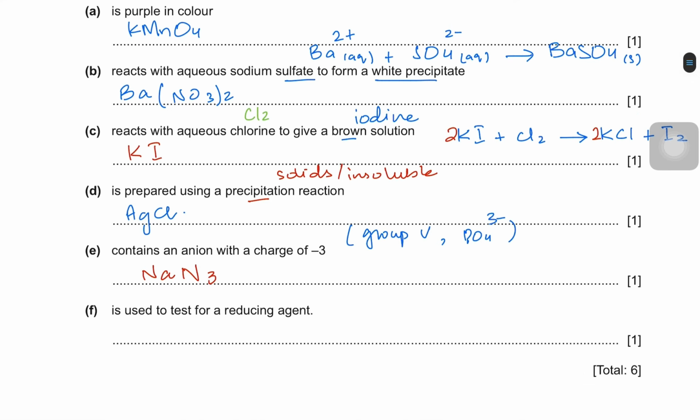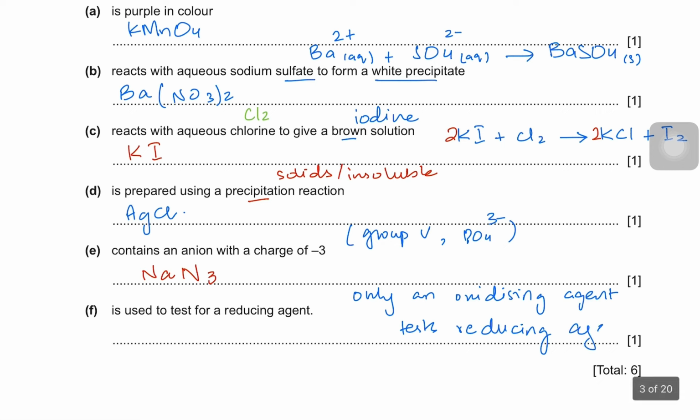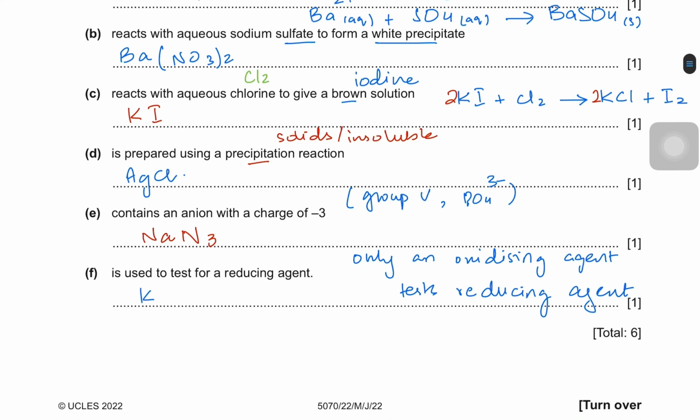Moving on, is used to test for a reducing agent. So the test for a reducing agent is adding potassium manganate 7, because only an oxidizing agent tests a reducing agent. You cannot test a reducing agent with something which cannot oxidize it. So a good oxidizing agent is a test for a reducing agent. So that is why KMnO4 is the best choice here.